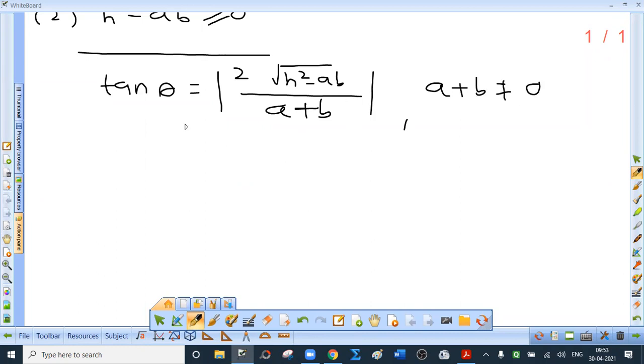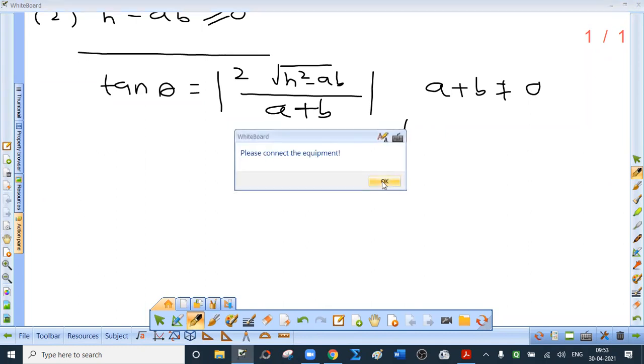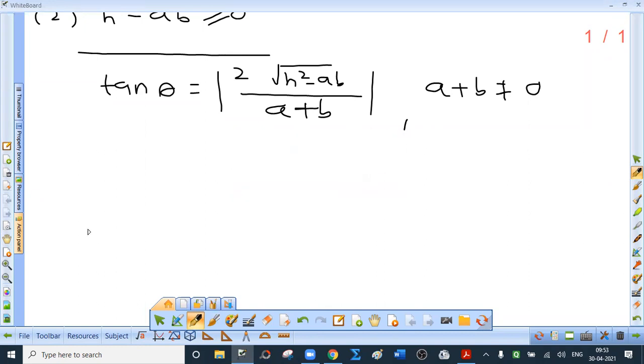So in that case also criterion for perpendicular lines is the same. Coefficient of x square plus coefficient of y square should be 0. That is a plus b equal to 0. And lines will be, now I will say parallel, because general equation need not represent lines through origin. So I will say parallel. So lines will be parallel if h square minus ab is nothing but 0. Is that clear?